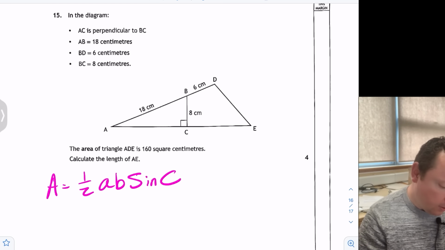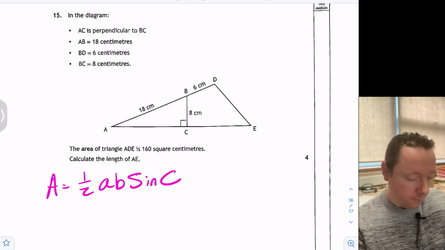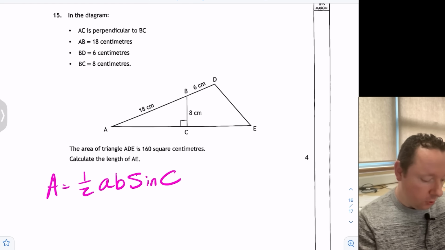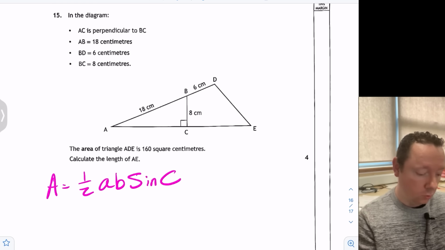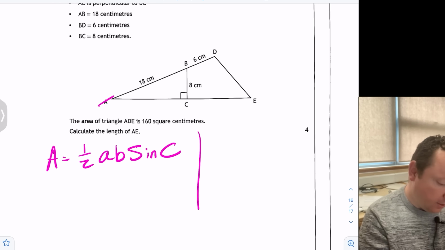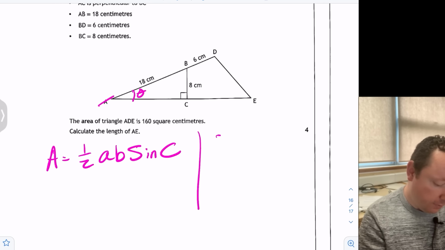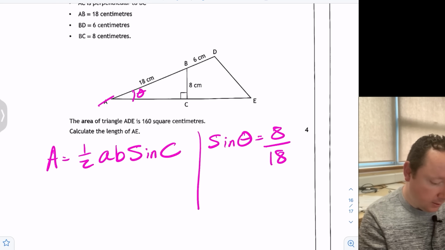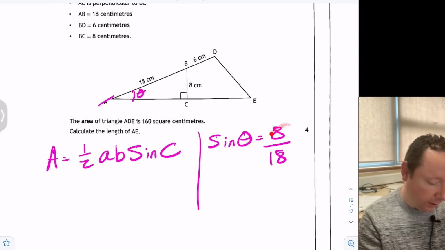Now, we don't know this angle, but we do know this length here, which is 18 plus 6. So we know the whole area, we know this length, and we have to calculate this length. So if we knew this angle, we'd be good to go, because we could just work backwards. Well, that angle's fine. Sine of this angle, let's call it theta. Sine theta is equal to the opposite, 8, over the hypotenuse, 18, just from SOHCAHTOA, basic trig. So I can replace sine C with 8 over 18.